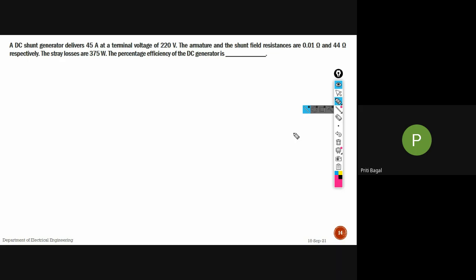Okay. So what is asked? It is a DC generator. Now it is a generator question. It is delivering 45 ampere at a voltage of 220 volt. Armature and shunt field resistances are given. Stray losses 375. Then it asks for the percentage efficiency. Okay, so let us start. Let us go for the solution.